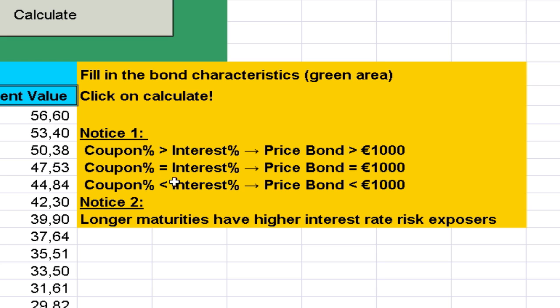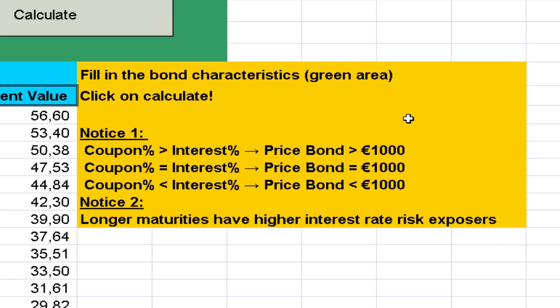yellow bracket, we see, okay, if the coupon rate is the same as the interest rate, the bond price will be 1,000. If the coupon is below the interest rate or below the yield to maturity, the bond price will be below 1,000. If the coupon is higher than the yield to maturity or the interest rate, as it is called here, the price will be above.